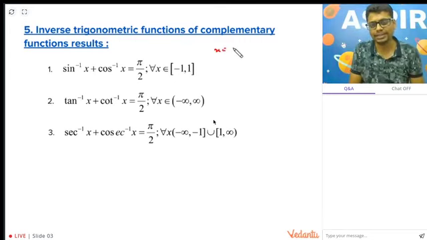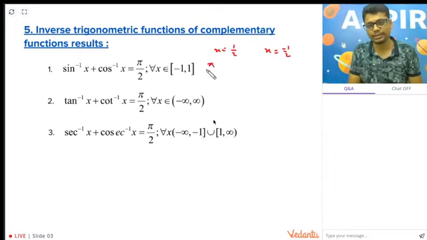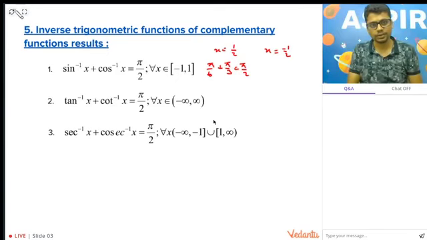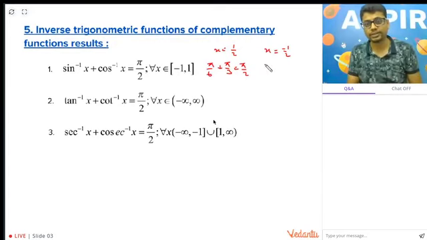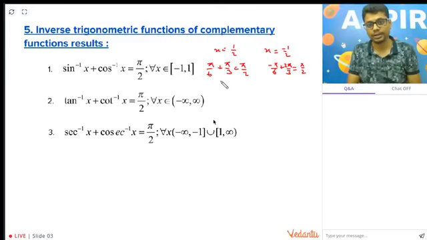What about x equal to half and x equal to -half in this case? Sine inverse half is what? Pi by 6. Cos inverse half is what? Pi by 3. It leads me to pi by 2. What about this? Sine inverse -half is what? Minus pi by 6. Cos inverse -half is what? 2 pi by 3. So it would again lead me to what? Pi by 2. Right? Now let me consider x equal to 1 and x equal to -1.